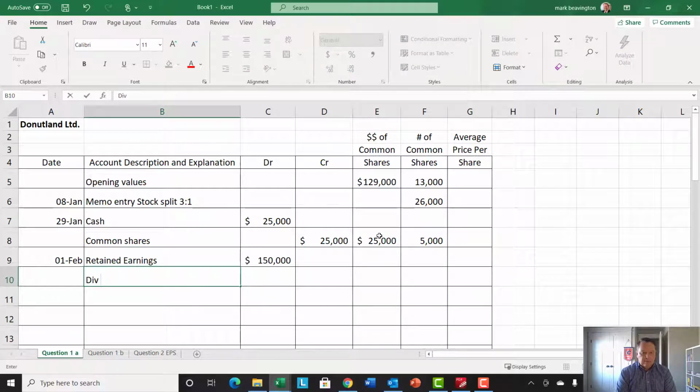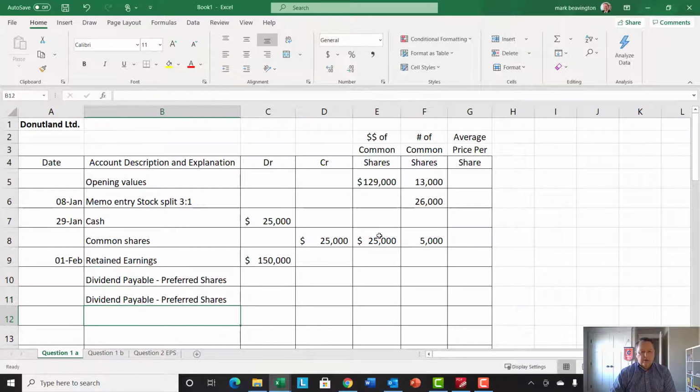And then we've got dividend payable for the preferred shares, and dividend payable on the common shares. And we need to find out exactly who gets what. Those preferred shares are in arrears. If you add it up, it's 4 years worth of preferred dividends that we need to pay, being 2018, 2019, 2020, and 2021, because we now are in 2021.